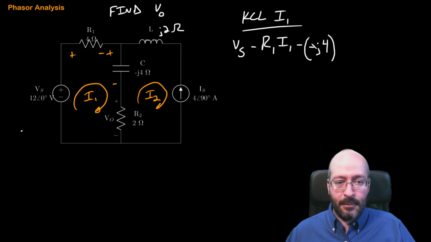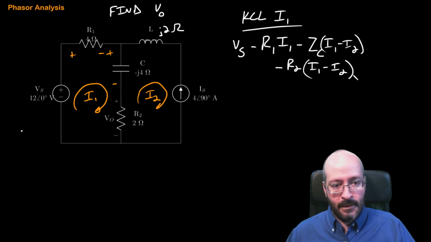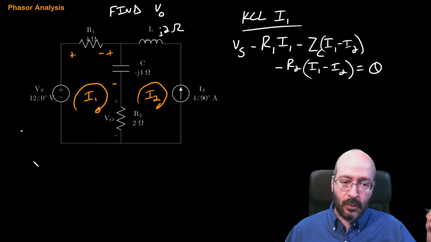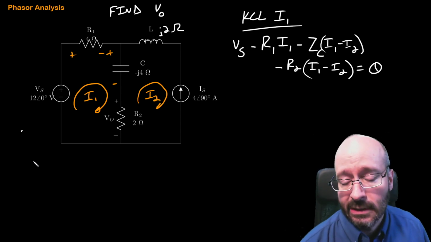Okay, so it might be a little safer. Let's do it this way, to call that Z sub C. And the current is then I1 minus I2, just like it was before with mesh. Okay, I'm going to run out of room there, so I'm going to wrap my equation, and we get negative R2 times I1 minus I2. And that's equal to 0 since I'm back to where I started. That's our first equation.